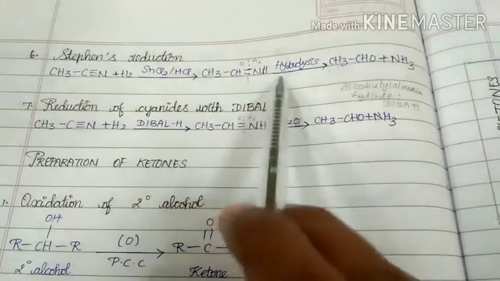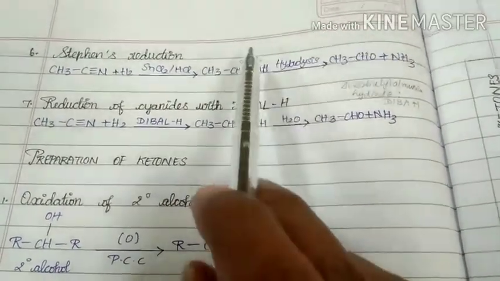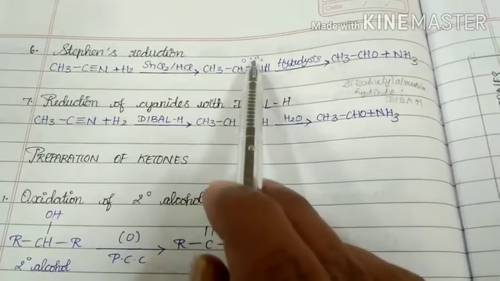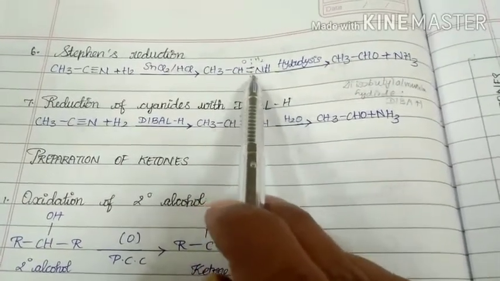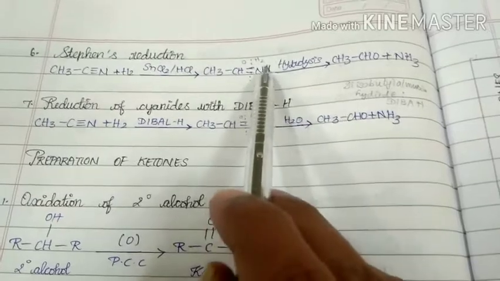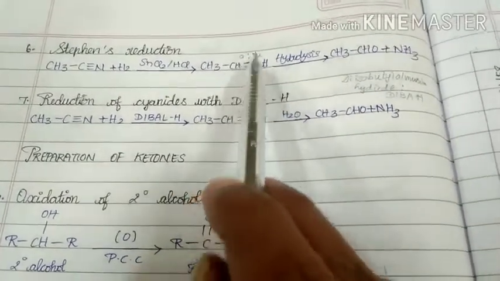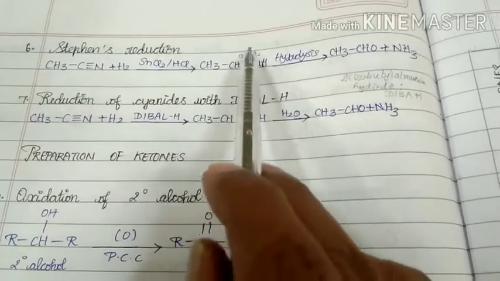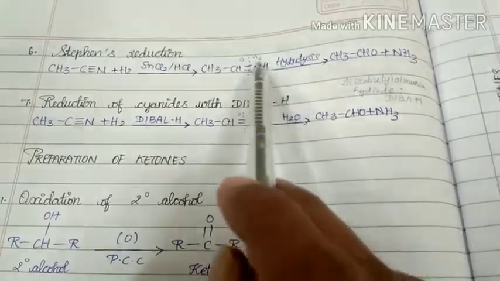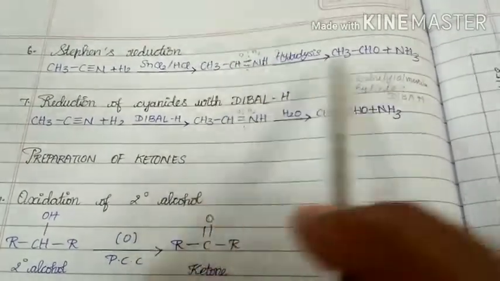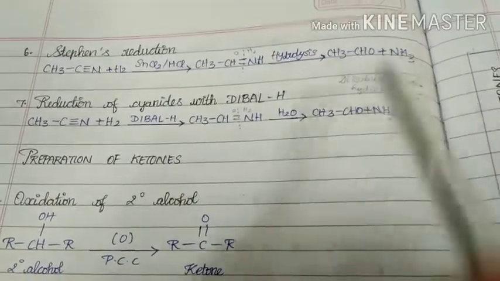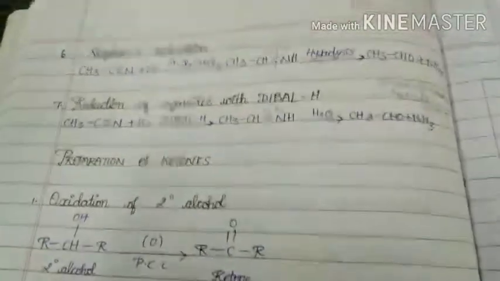Now this compound undergoes hydrolysis. Hydrolysis takes place like this. Two bonds will be broken. Then on the NH side H2 comes and on the CH side O comes, from H2O. The bond is broken like this, H2 comes to this side and O comes to this side. Then finally we get CH3CHO along with NH3.